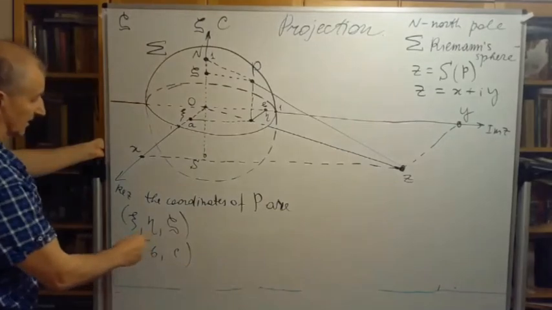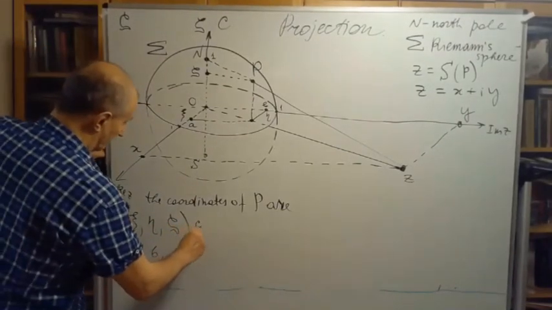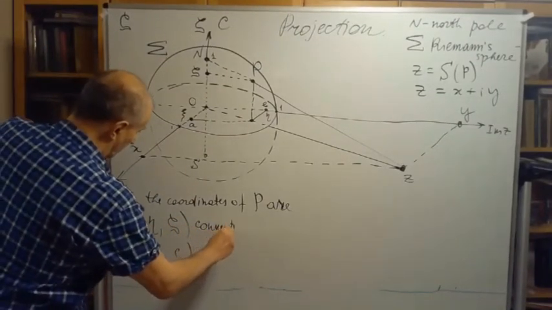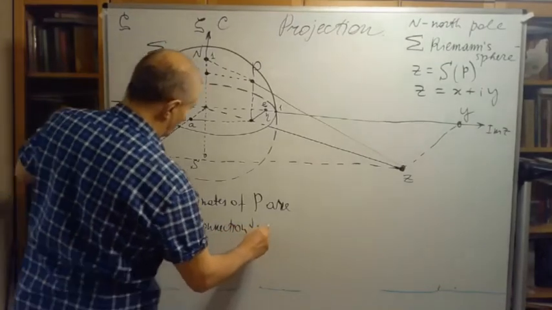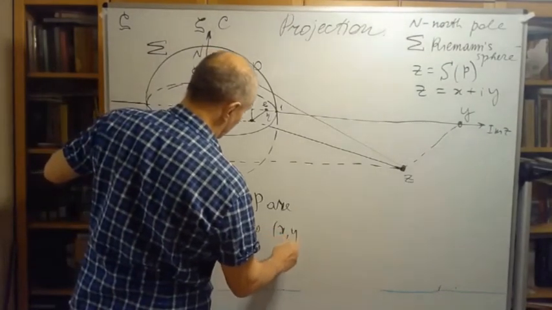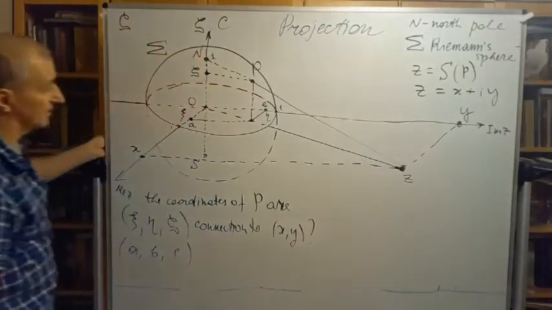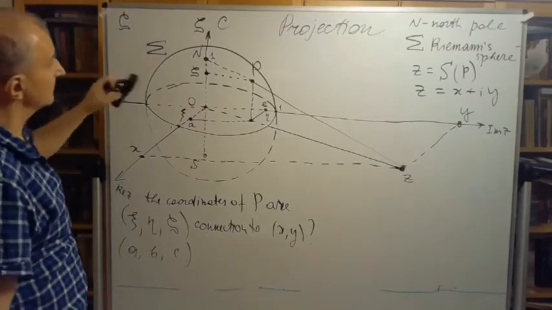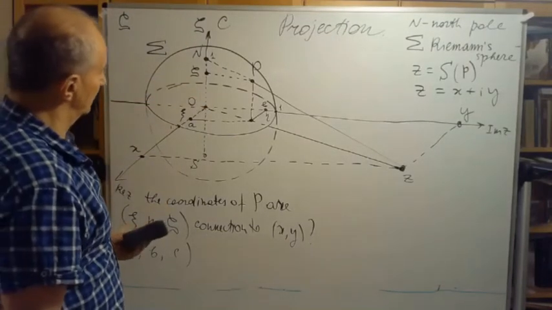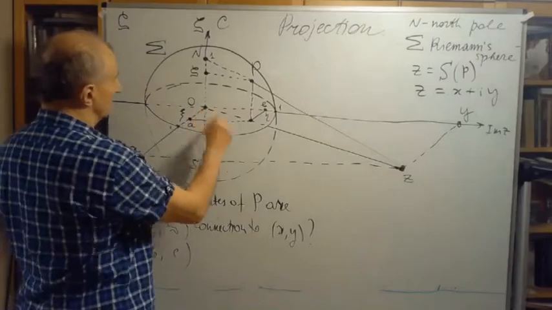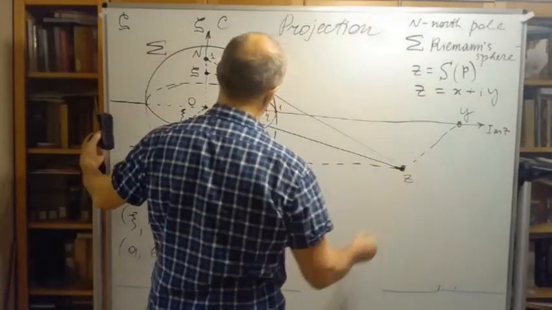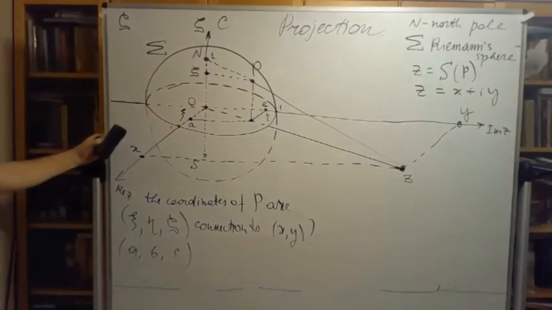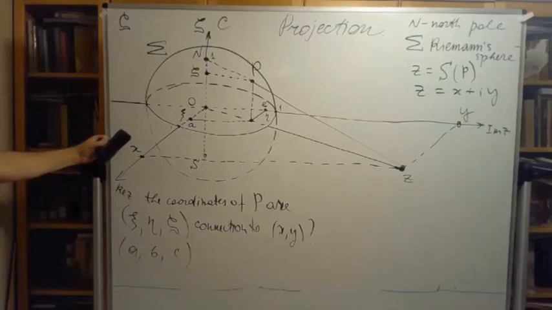How are they connected? Connection to x, y, the coordinates of the point in the complex plane. Let's see. The vector connecting O with point Z, here it will be a good idea. It will be a good idea, and we will often use it.